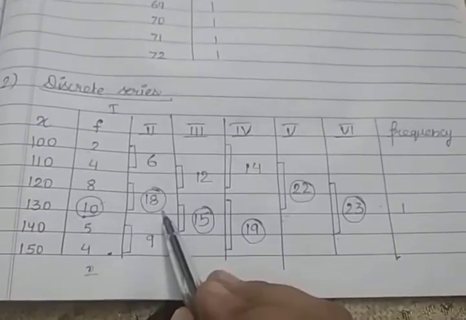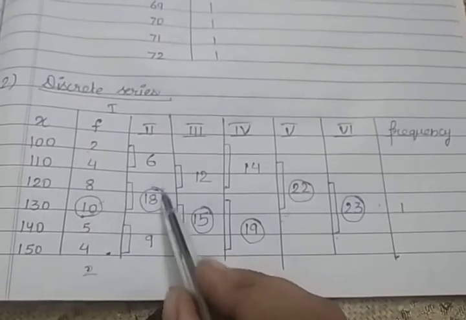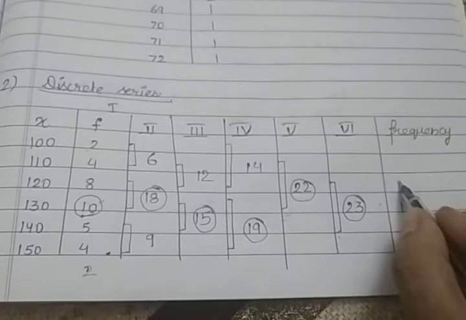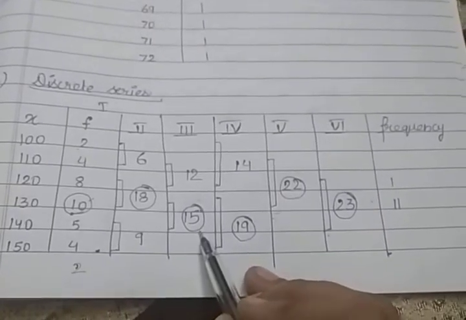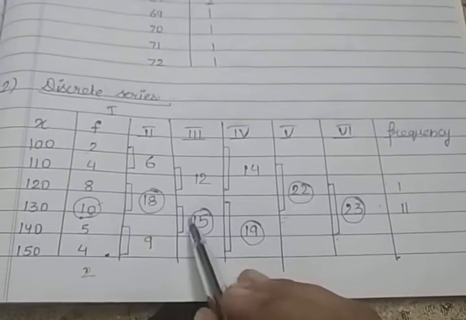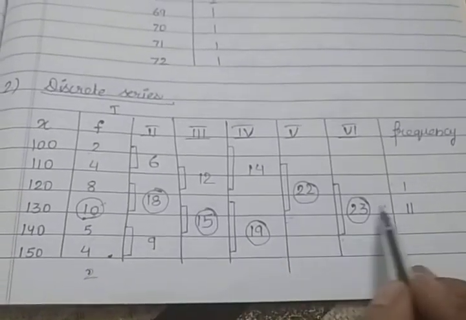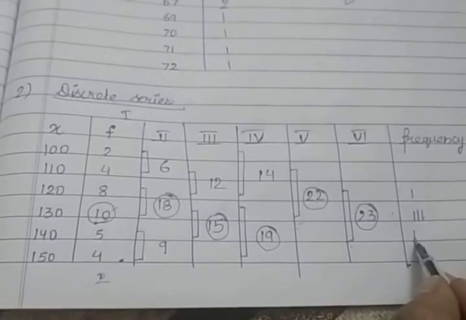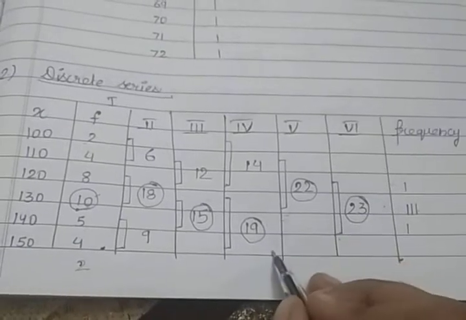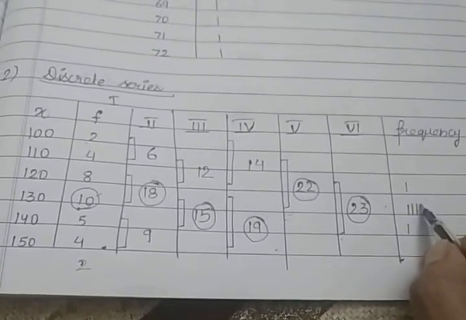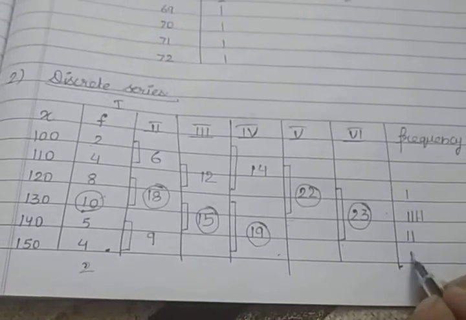Now 18 is the highest number, but 18 we got by the calculation of these 2 values. So in front of both the values we will put 1 bar. Now 15 is the highest value, but this we got by the calculation of 10 and 5. So here also in front of this we have to put 1 bar, and here. Now 19 we got by the calculation of these 3 values, so in front of all these 3 we have to put 1 bar.